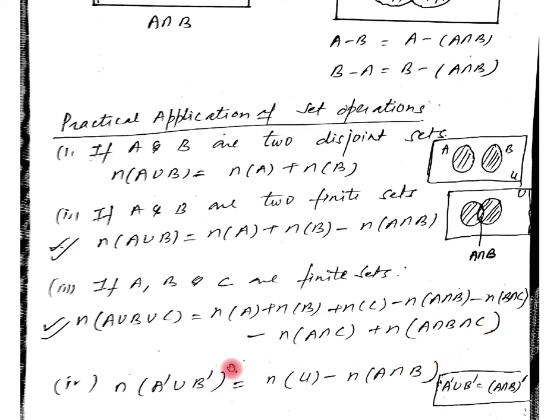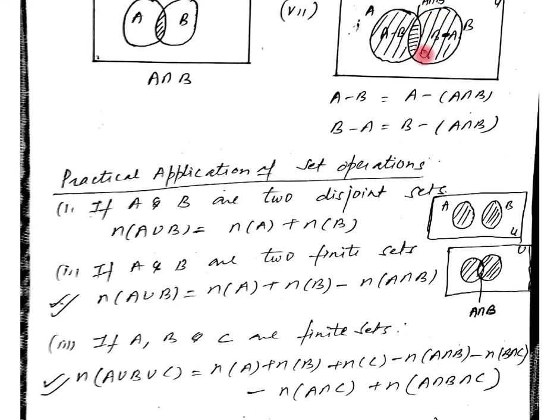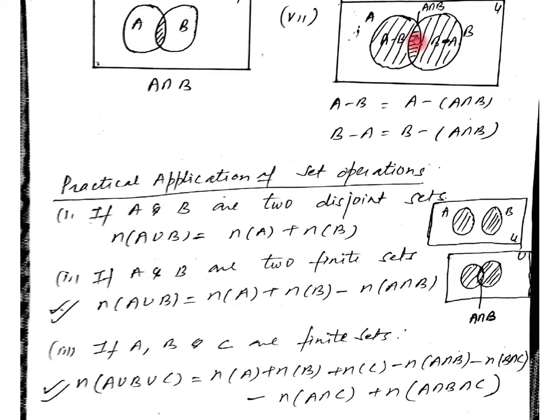Now, one more thing I am going to tell you. This result, n(A union B), can also be written with the help of this diagram. Let us see. n(A union B) can also be written as n(A minus B) plus n(A intersection B) plus n(B minus A). Again, see it here. A union B is the whole portion. It can be written as n(A minus B) plus n(A intersection B) plus n(B minus A). It depends upon our question. Either we are using this result or we are using this result.